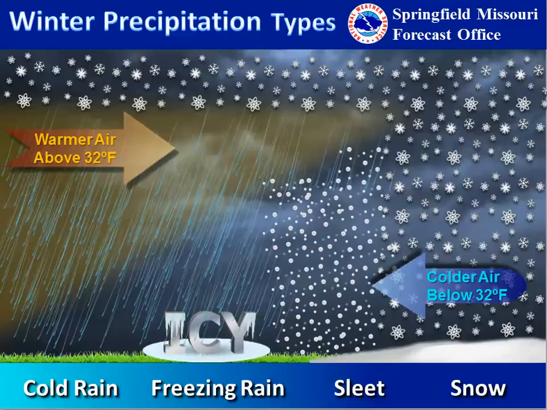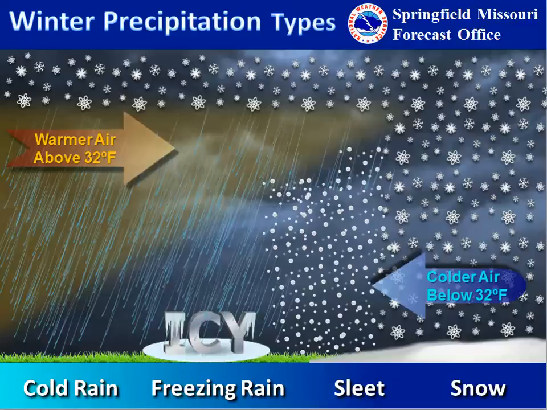Now, different types of winter weather precipitation depend on the temperature at the surface and the temperature in the atmosphere. Usually the precipitation starts out as snow way up in the clouds, but if it falls through warmer air, temperature above 32 degrees all the way to the ground, those snowflakes melt into raindrops and cold rain is experienced at the surface.